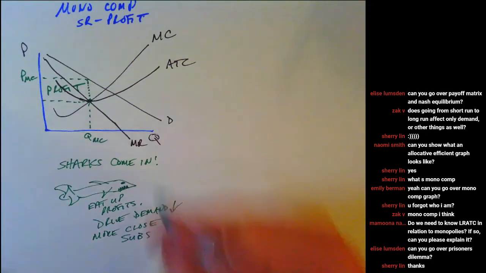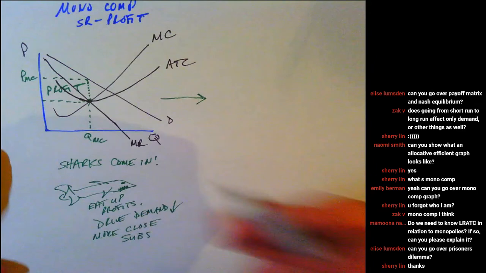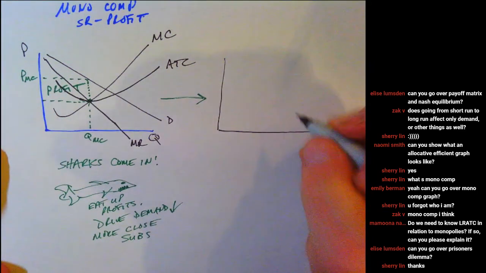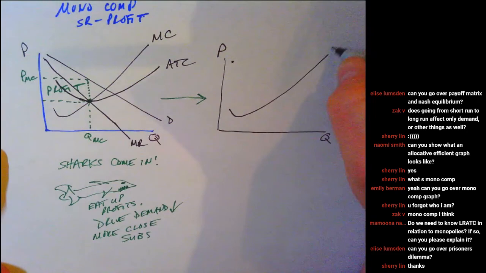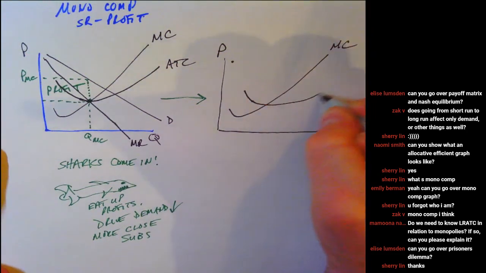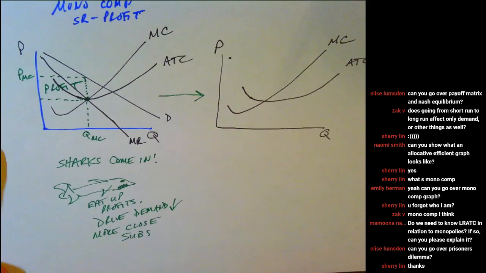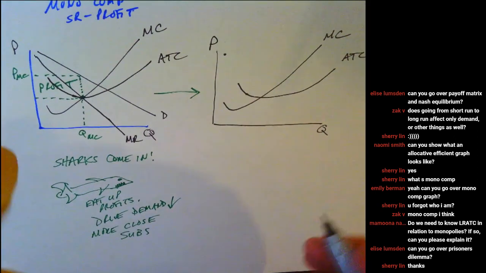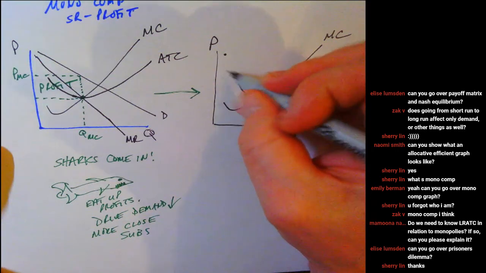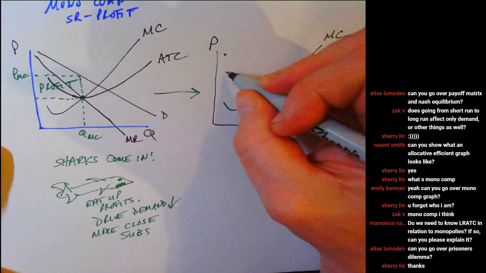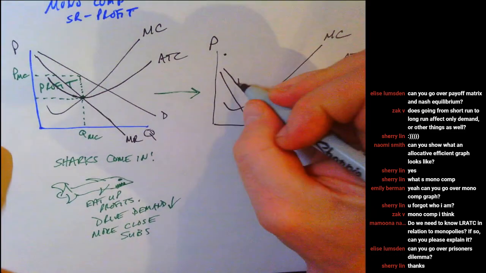So here's what happens. I'm going to draw the same exact graph so it doesn't complicate, and I'll try to duplicate it the best I can over here. So here's MC. Now remember, one thing that doesn't happen is ATC doesn't move. Remember, in monocomp, the demand curve goes down. I know it's not to scale, so here's the demand curve. Here's marginal revenue. There you go, right there.